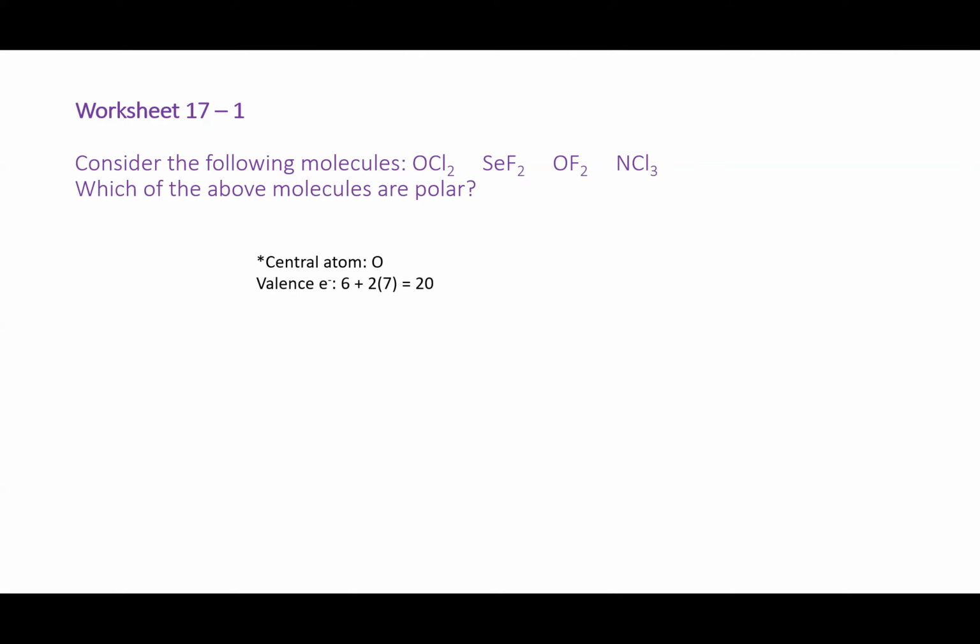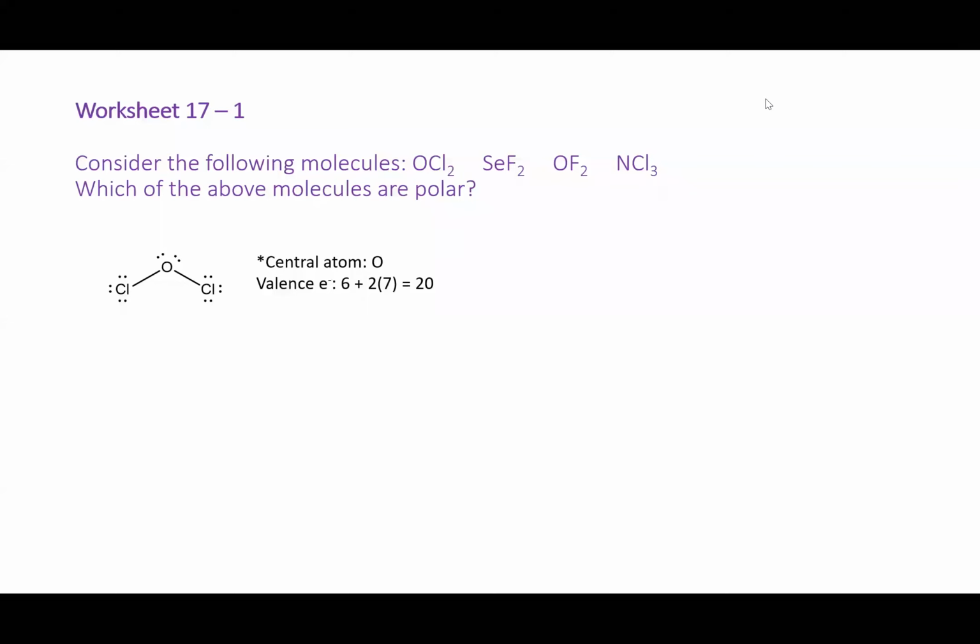Our central atom will be oxygen. As you notice, there's an asterisk next to it because oxygen is technically more electronegative compared to the chlorines. So this is an exception to the rule that we have established before. But the number of valence electrons for this molecule is equal to 20. And you might get a shape that looks like this, or a geometry that looks like this, where it is a tetrahedral geometry, but it is bent because there are two lone pairs.